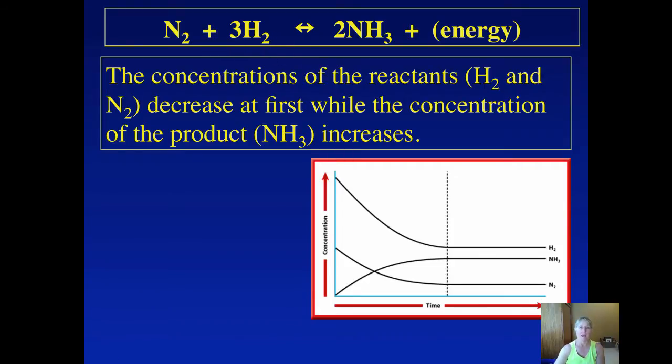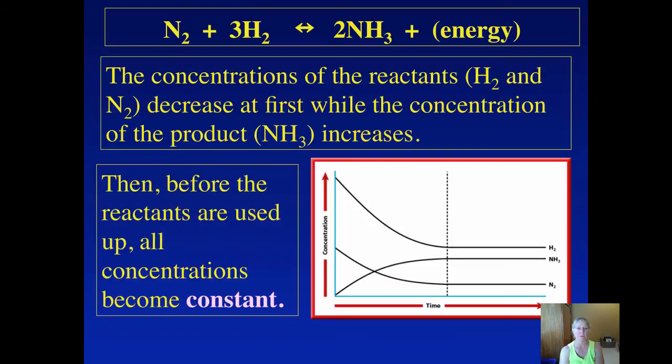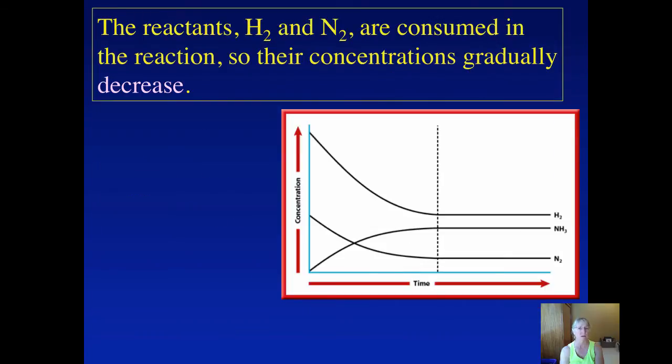Let it go, and as time goes on, the nitrogen and hydrogen get consumed. That's why these lines are dropping, and your 0 NH3 at the beginning begins to increase in concentration. And notice though, at a certain point in time, all the concentrations become constant, and that's going to happen before all of the reactants are used up. This is not a one-way street kind of reaction. This is a reversible reaction.